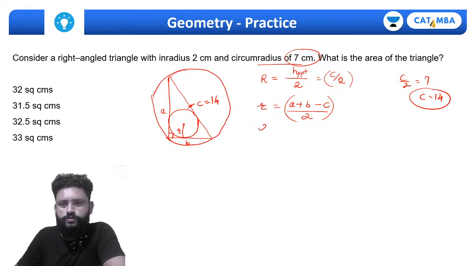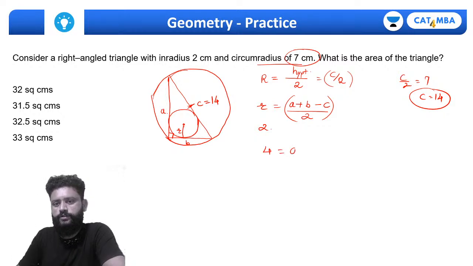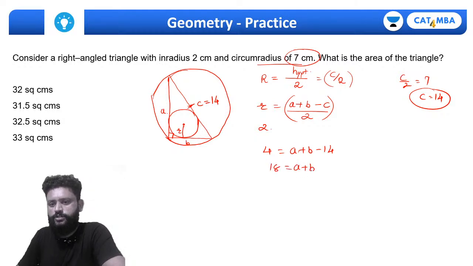Inradius is 2, so 2 plus 2 into 2, which is 4, is equal to a plus b minus 14. Minus 14 will become plus on this side. a plus b has to be 18.